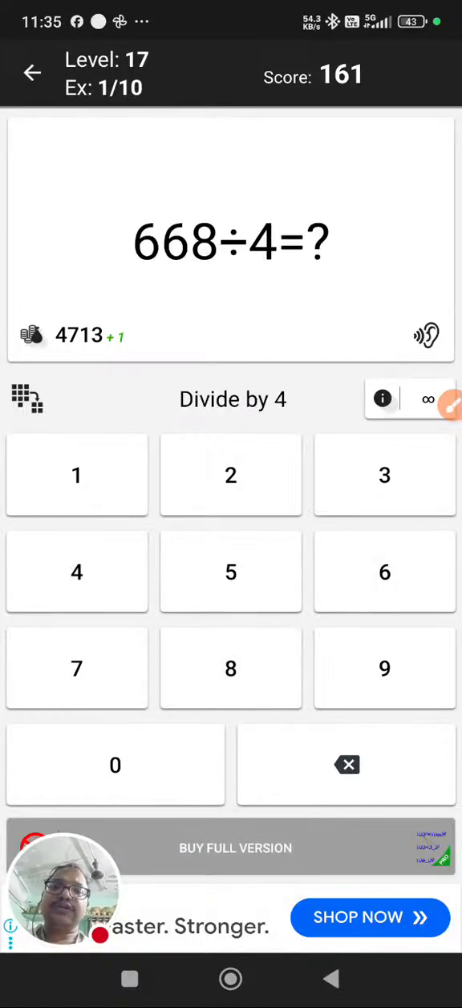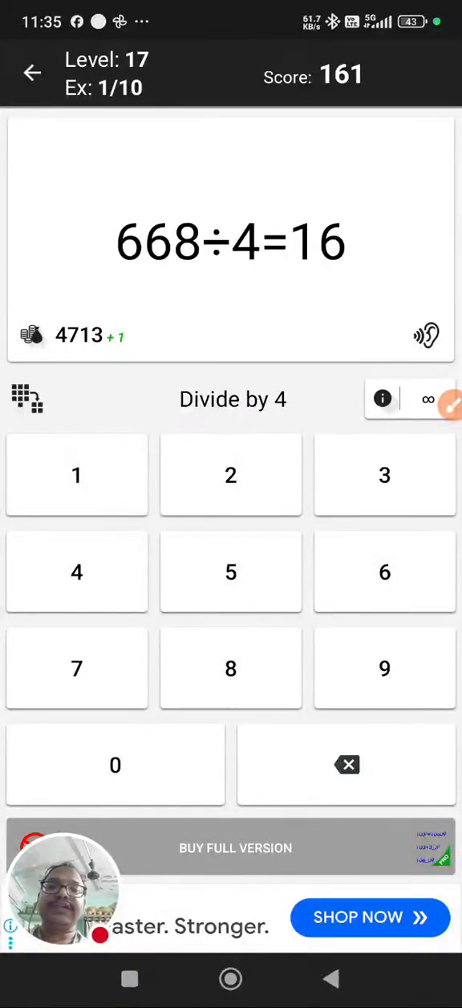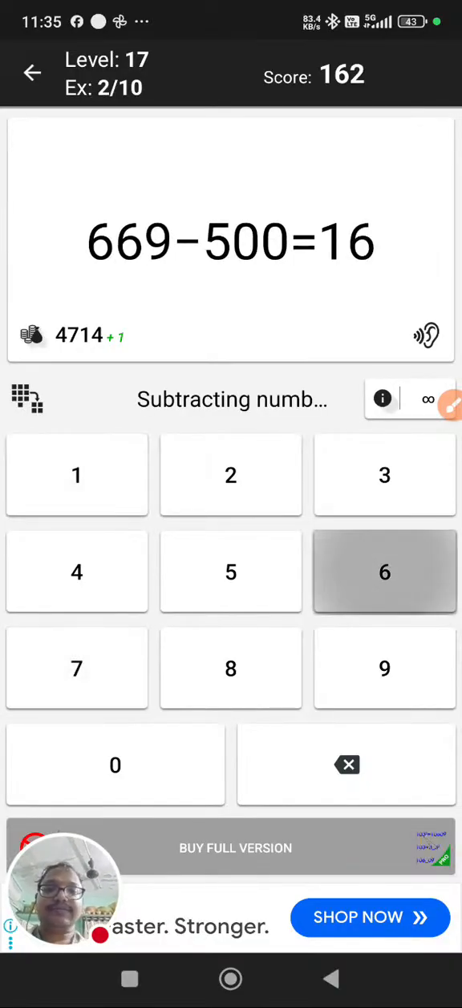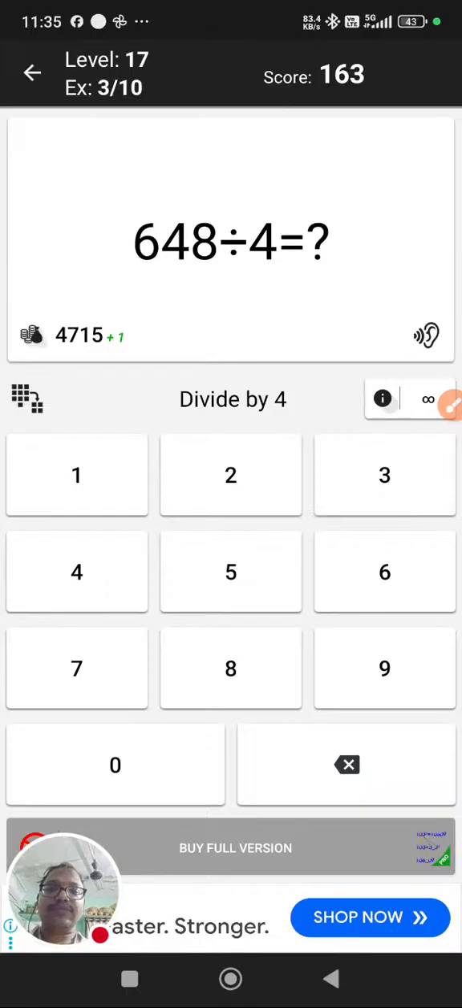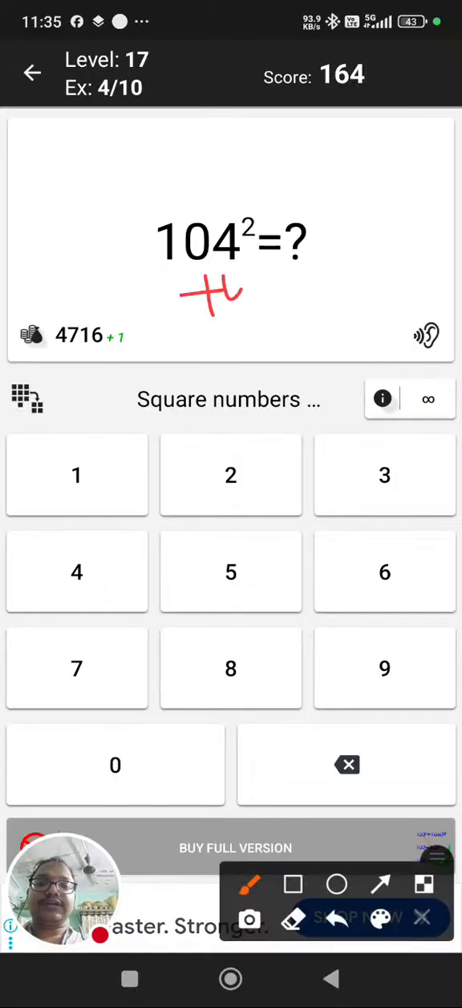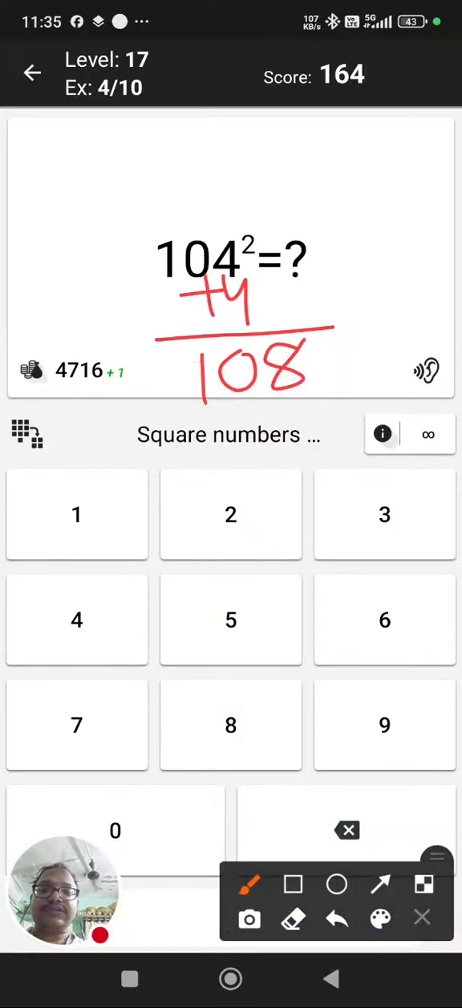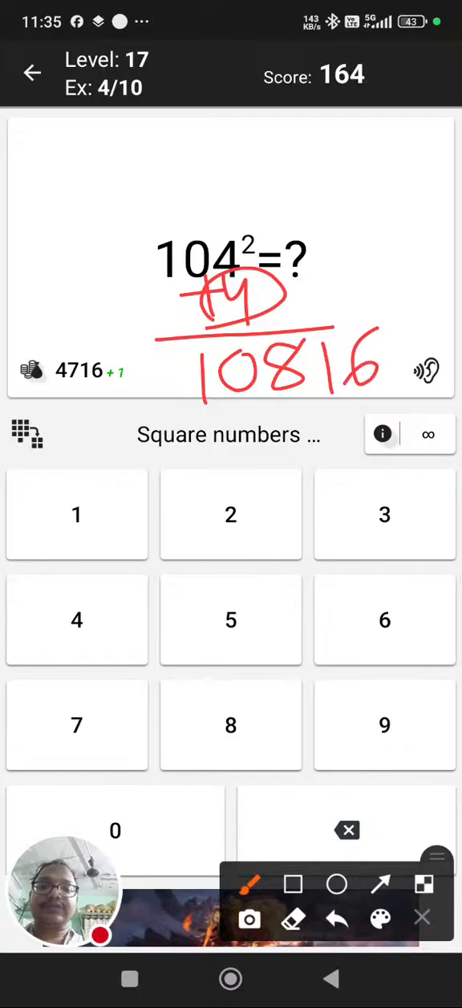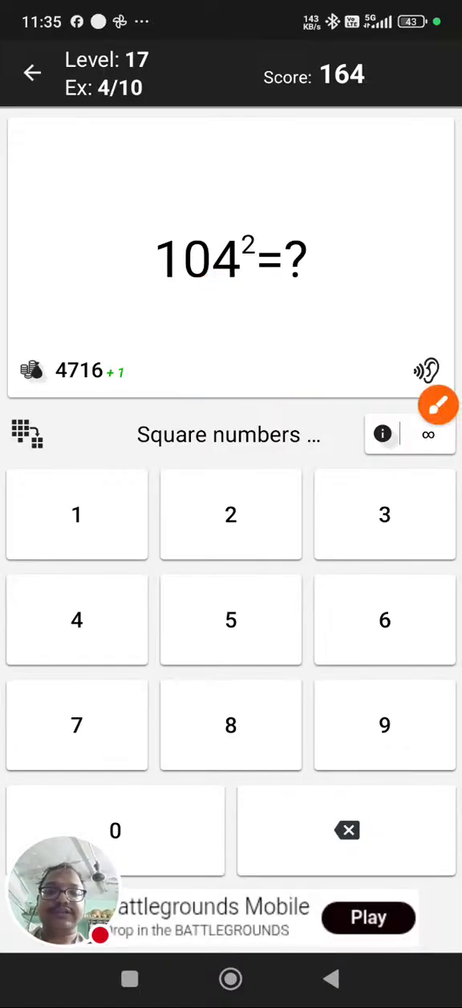4 16 times will be 64. 28 means 7 times. 169. 4 16 times 64 and 2 times. It is 4 more than 100. So adding 4 to this one, we get 108. 108. And talking about 4 square, which is 16. So answer will be 10816.